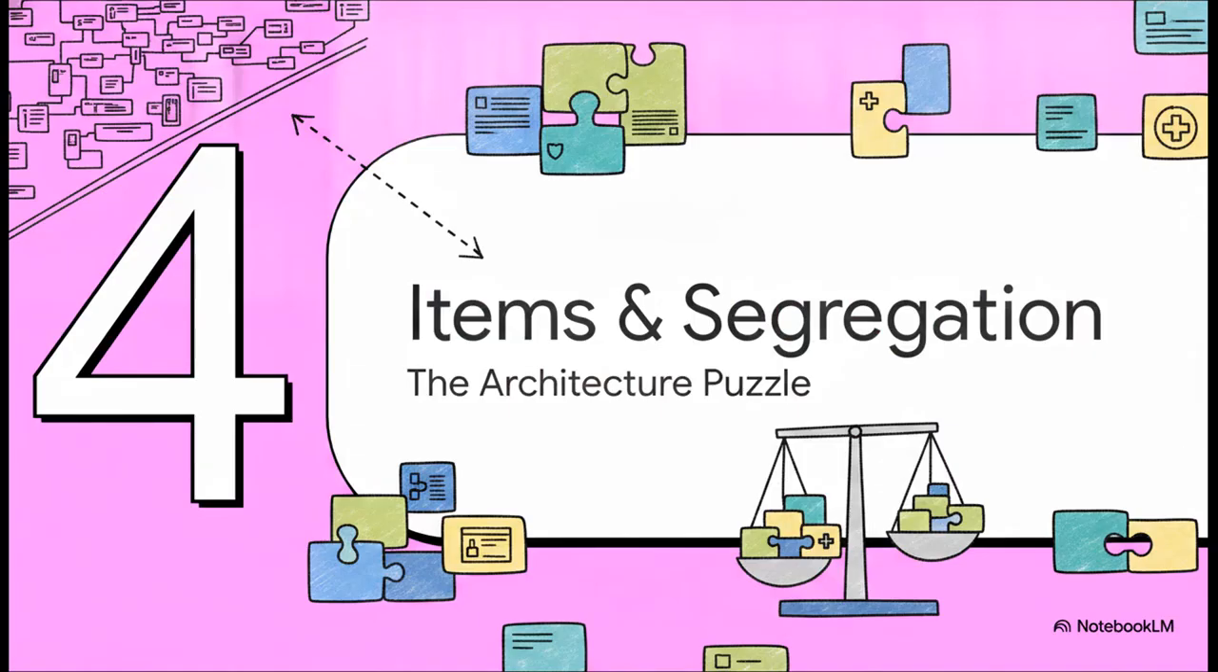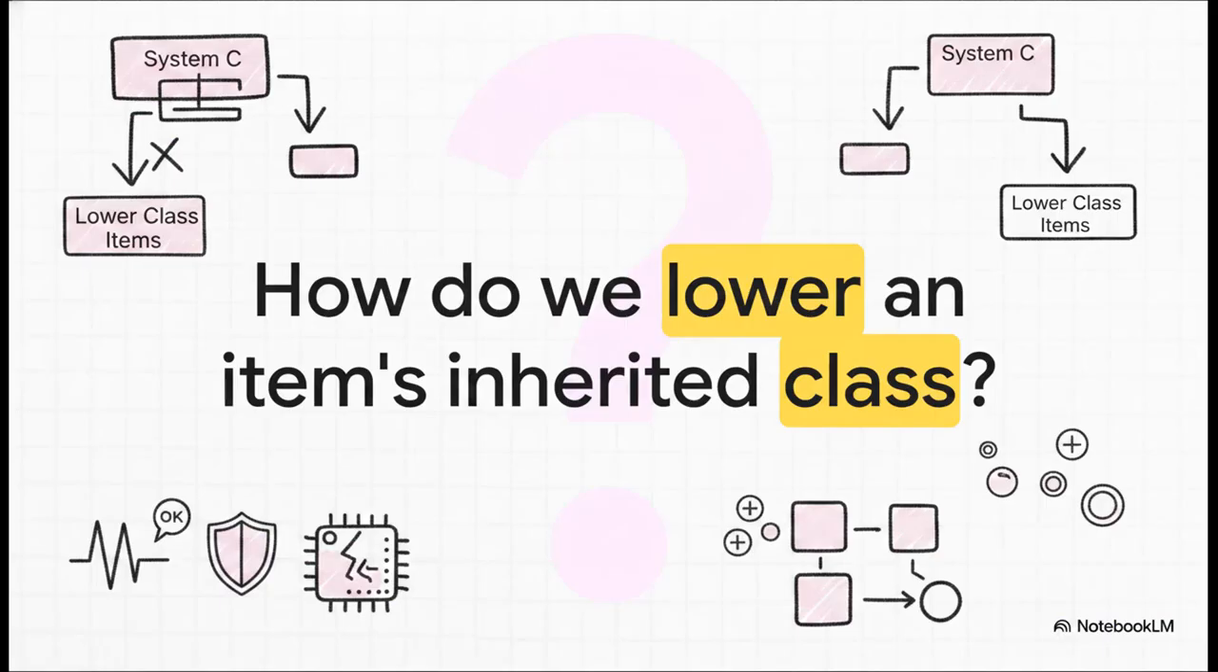Section 4. Systems, items, and segregation. The architecture puzzle. Now we're zooming in. We're going from the massive software system as a whole down to the individual little items inside it. This is where the architecture puzzle gets super interesting, and it's where your actual workload is decided.